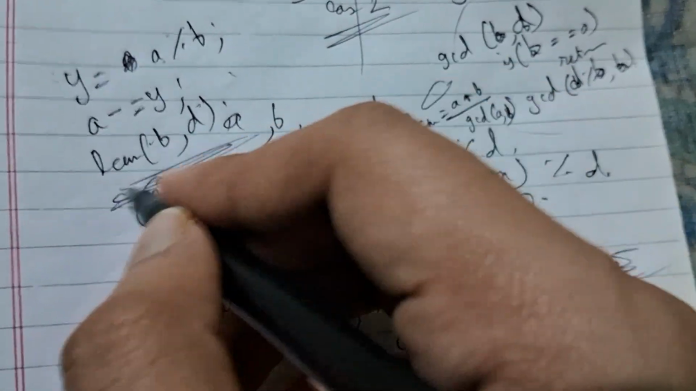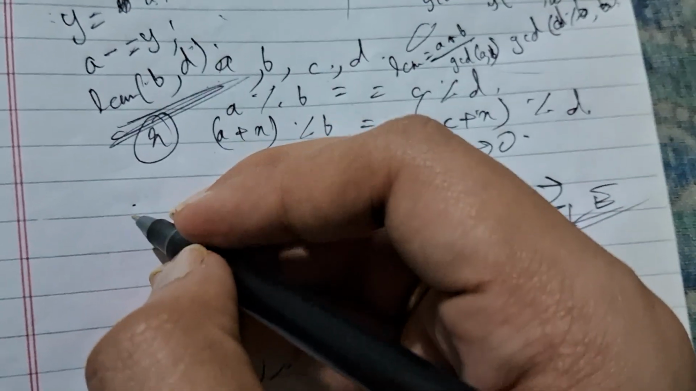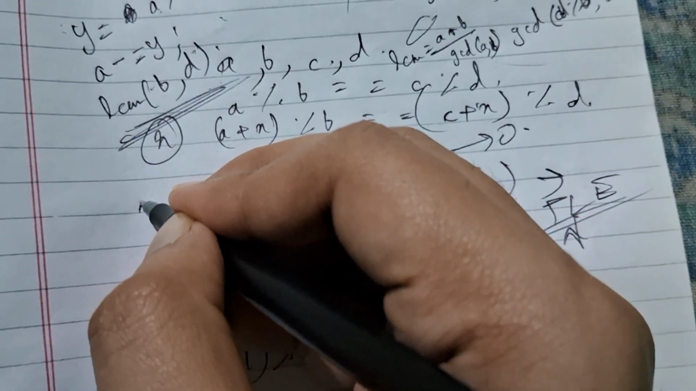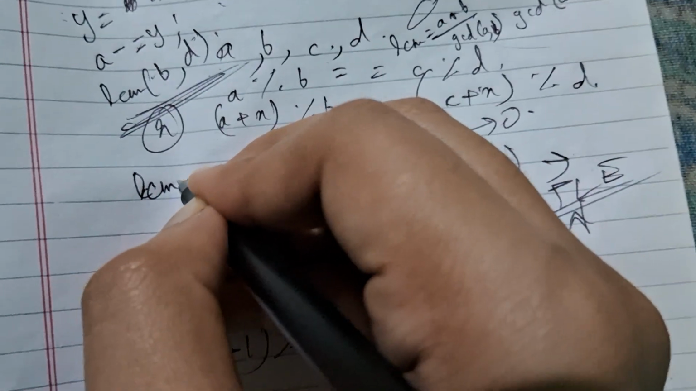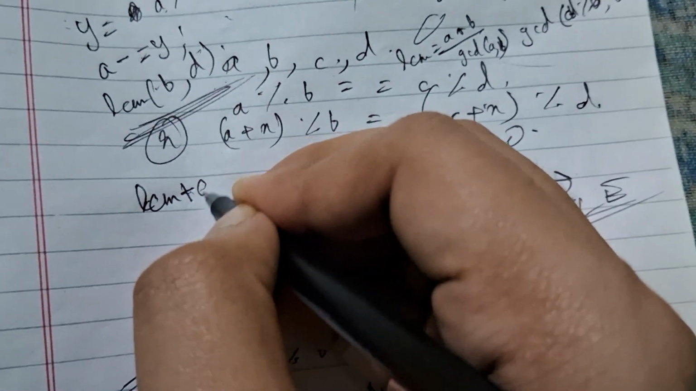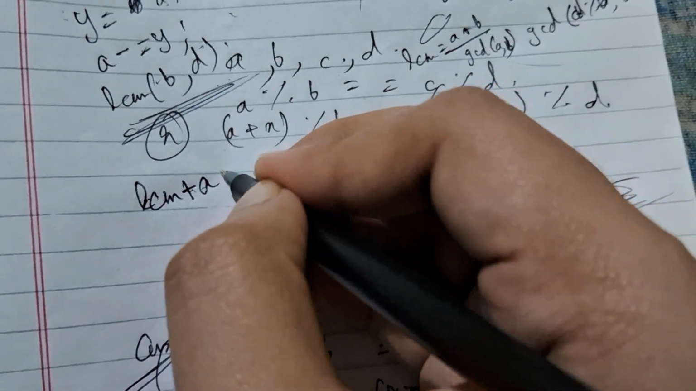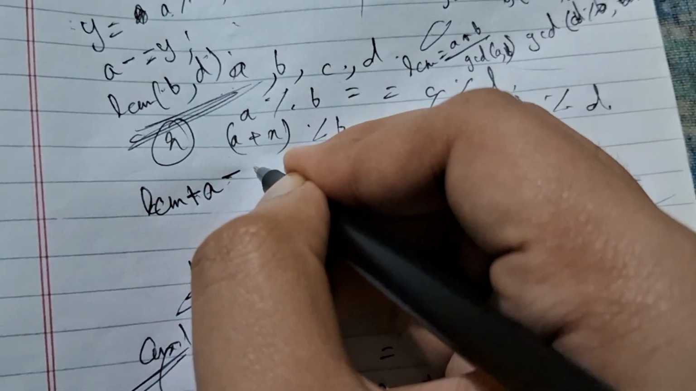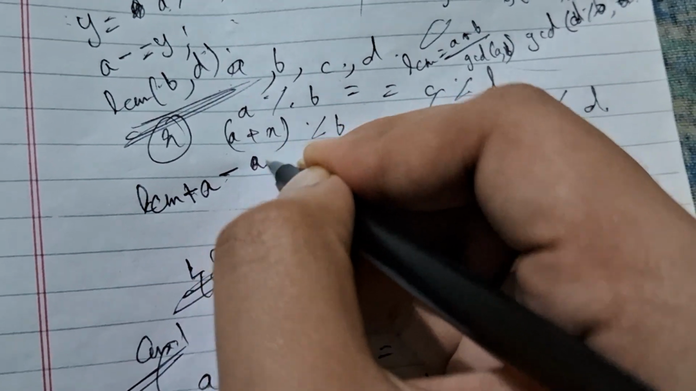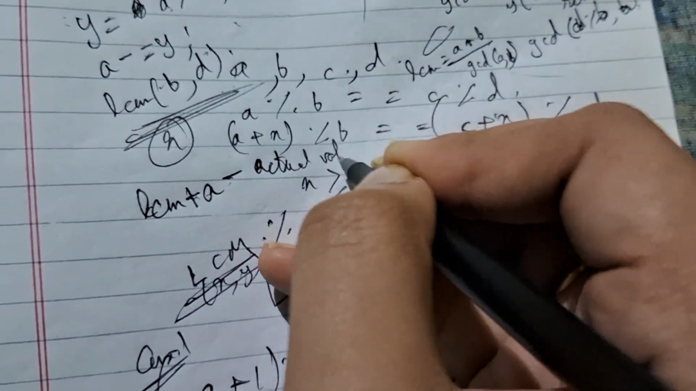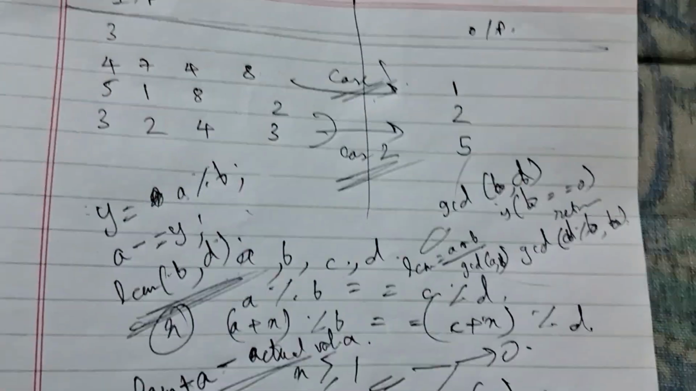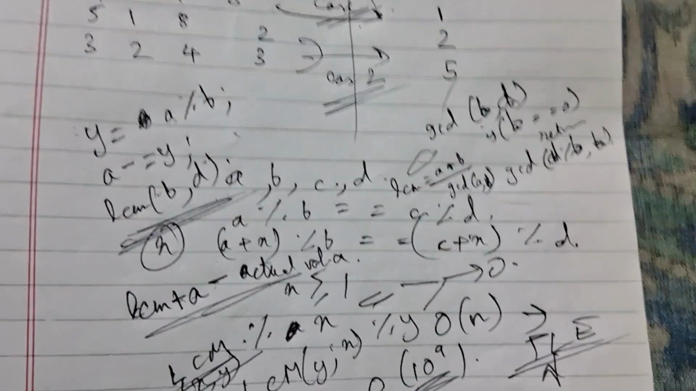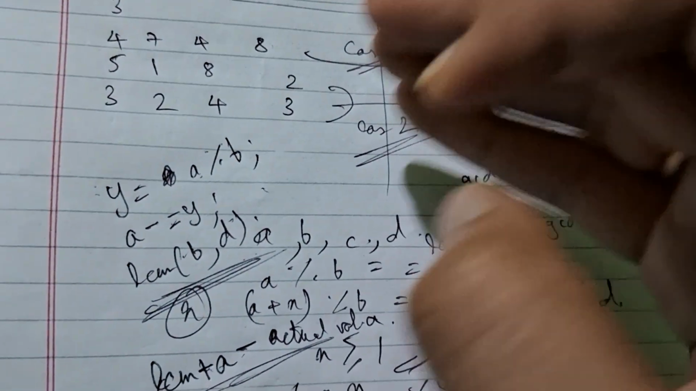So once we have found out the LCM of B and D, we can say that after we add this LCM value to A, and then subtract the actual value of A, we get the answer. I know this is very complex. My writing is also very unclear, so it will be better if I do it with this example.